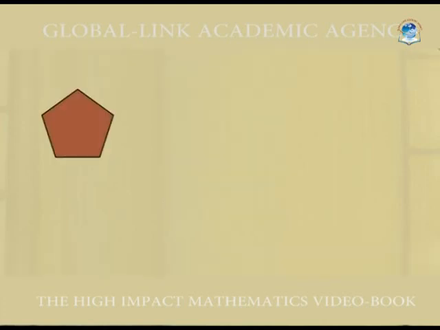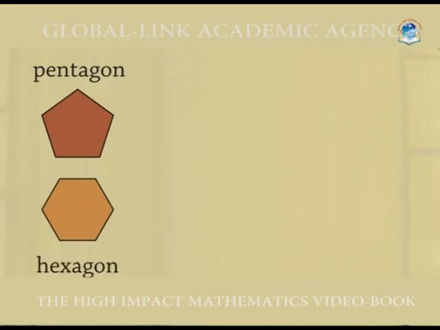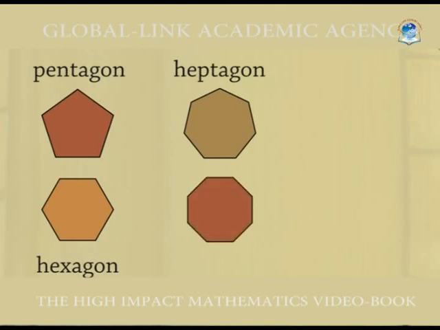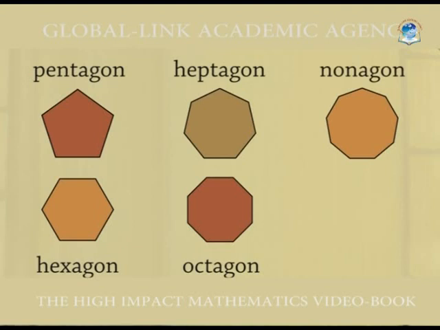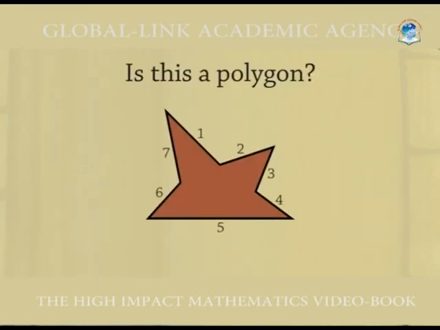A five-sided polygon is called a pentagon. A six-sided polygon is called a hexagon. A seven-sided polygon is called a heptagon. An eight-sided polygon is called an octagon. A nine-sided polygon is called a nonagon. And a 10-sided polygon is called a decagon. As you will notice, the sides of a particular polygon need not be equal.